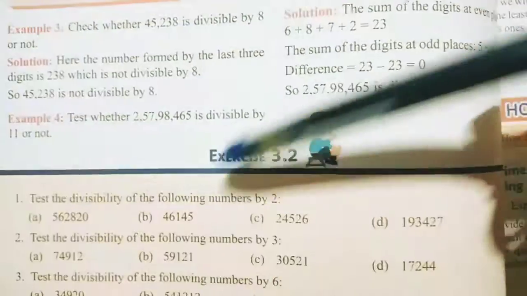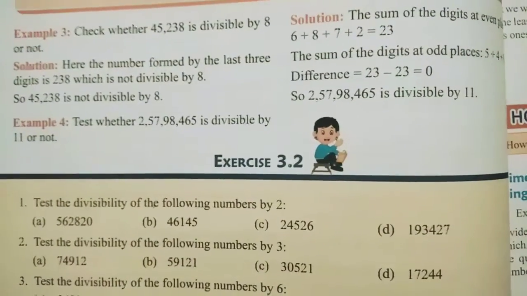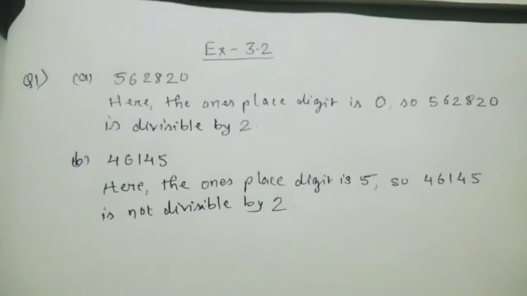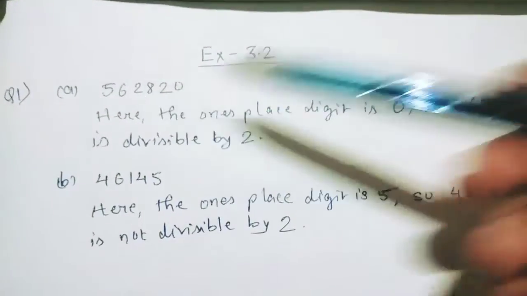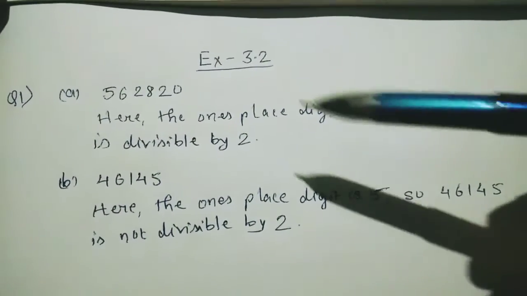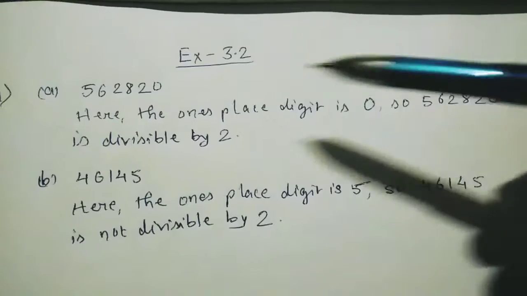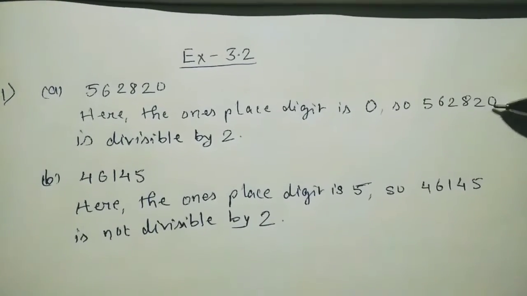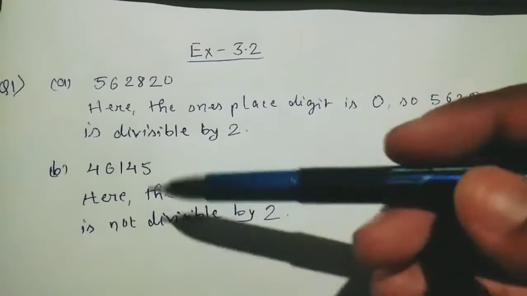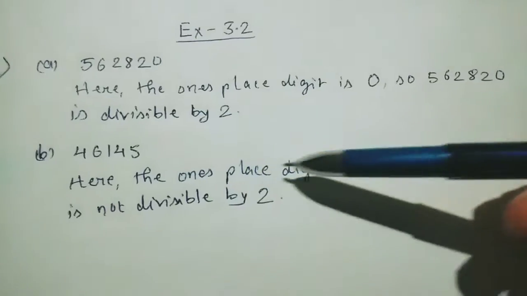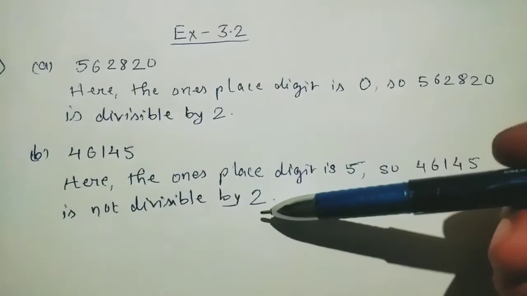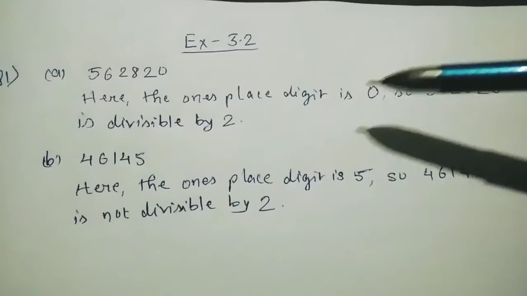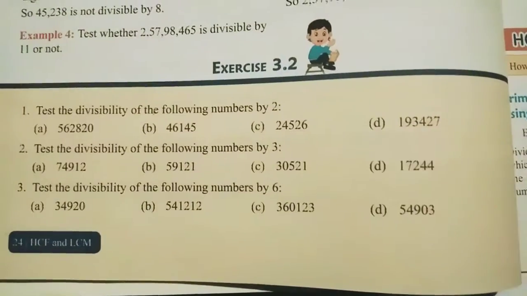In this way, every question will use the other divisibility tests. Okay, how to write this? See here. Question number 1a, 56280. Here the ones place digit is 0, so 56280 is divisible by 2. Now in B, the ones place digit is 5, so 46145 is not divisible by 2. Very simple. In this way you have to write the answers. C and D you do on your own.